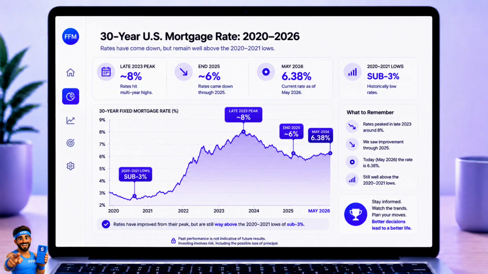Right now, 30-year fixed mortgage rates in the US are sitting around 6.3 to 6.4%, down from the peak of nearly 8% in late 2023, which was absolutely brutal, but still significantly higher than the sub 3% rates people were locking in during 2020 and 2021.